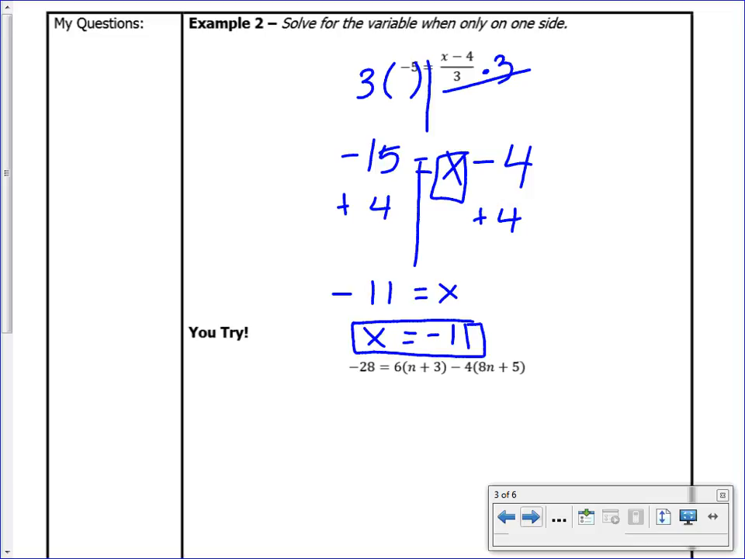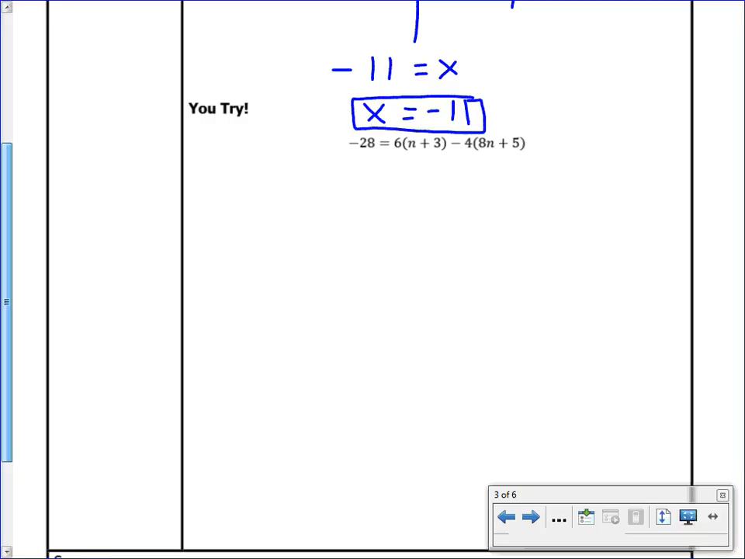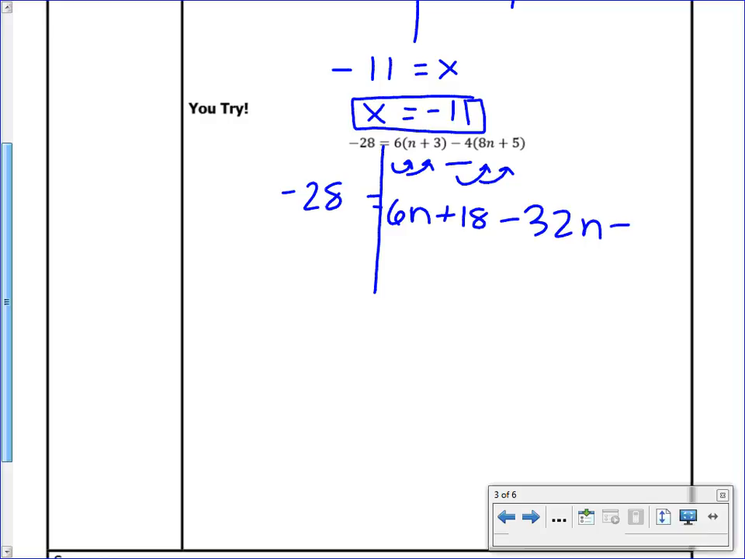Now for the you try. When we look at this particular problem, we see that there's no fraction, so we can skip step 1. And step 2 is to use the distributive property. So if I break up my equal sign with my line, negative 28, I don't do anything there, equals, I have to distribute the 6 to the n and the 3, and then you have to distribute the negative 4 to the 8n and the 5. So 6 times n is 6n plus 18 minus 32n minus 20.